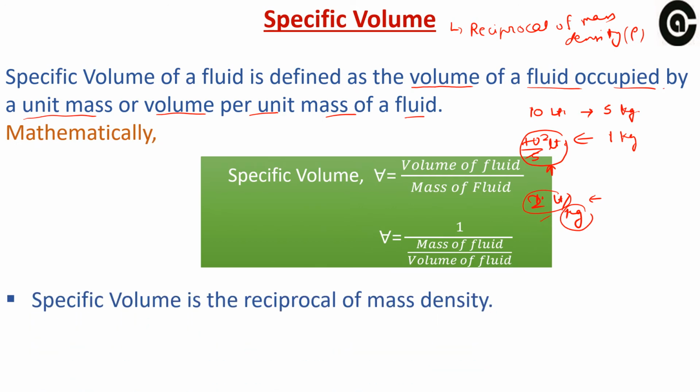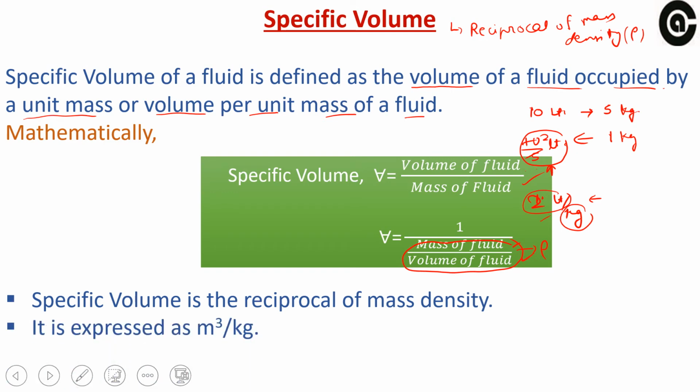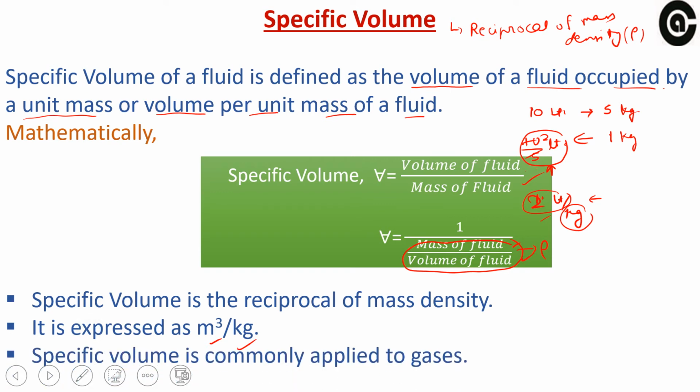It is the volume of a fluid to the mass of the fluid, or we can write it as 1 upon mass of fluid upon volume of fluid. This term refers to the mass density rho. It is expressed in the SI system in meter cube per kilogram. Specific volume is commonly applied to gases.